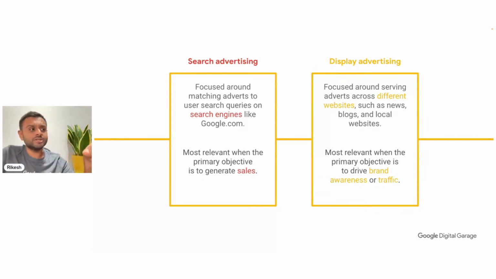Whereas display adverts are a little bit different, because these are adverts which are run on other people's websites, essentially publisher sites. This could be local news websites, it could be blog sites, it could be a plethora of other websites that essentially allow advertising to take place on their web page real estate as well.